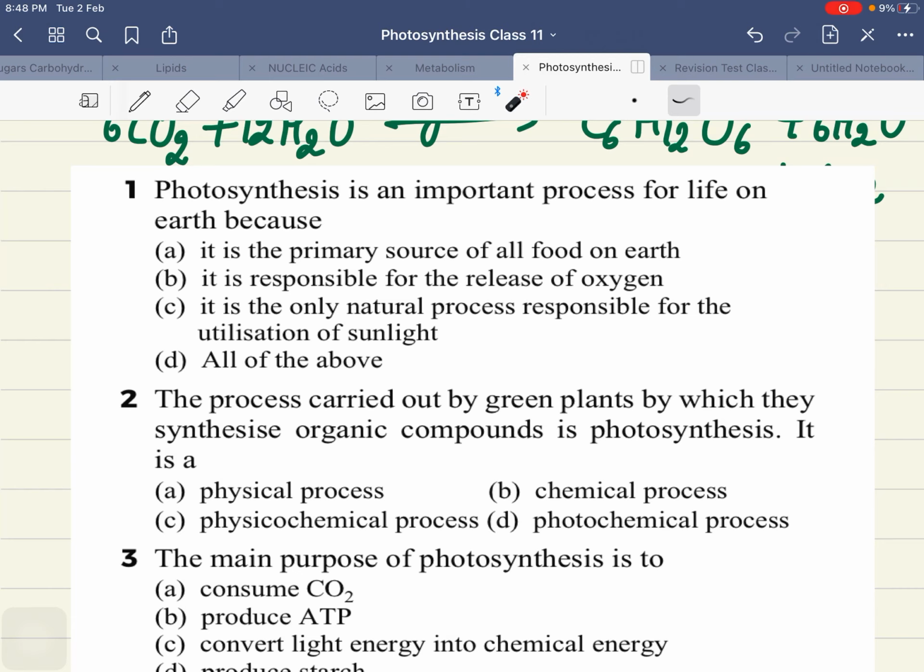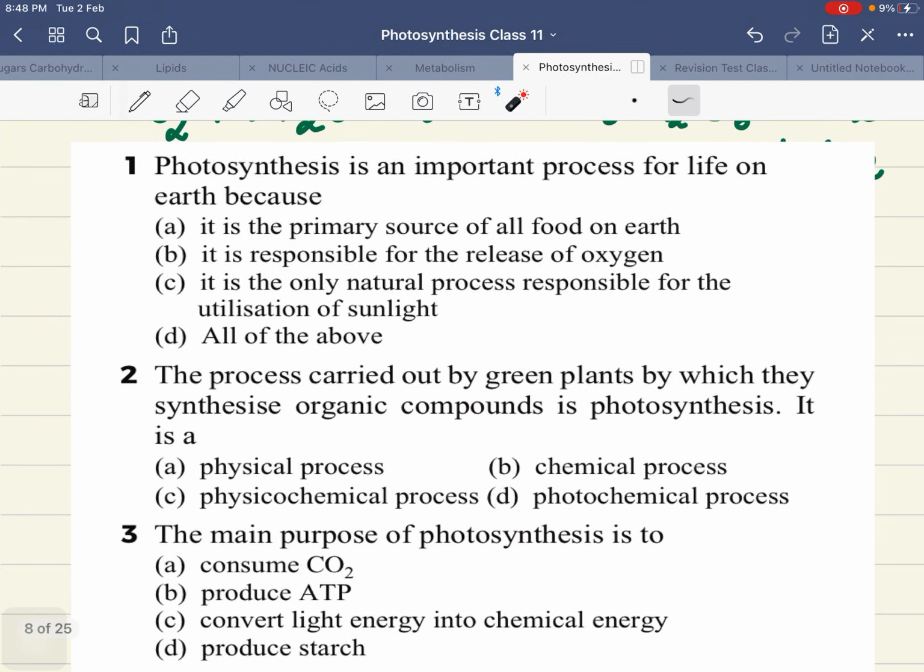Photosynthesis is an important process for life on earth. Read all the options. Primary source of all food on earth, responsible for the release of oxygen, only natural process responsible for utilization of sunlight, or all of the above. I have given the answer, but you please try to give your answer on your own.